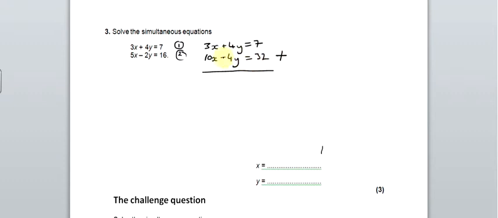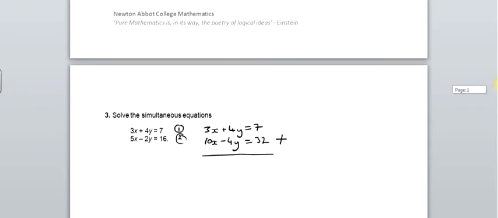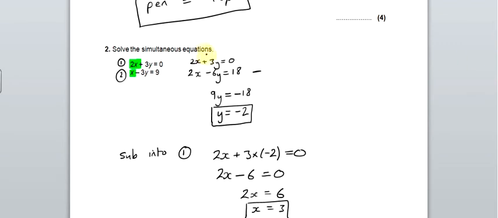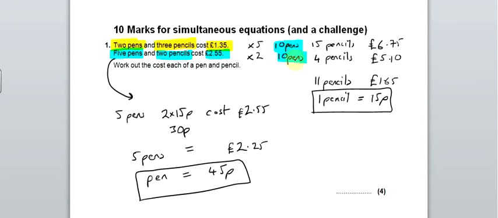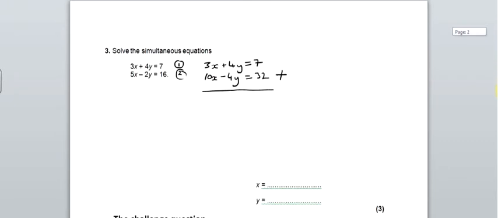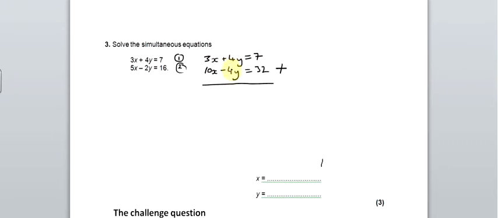Just to stay on that for a little bit longer, if we just look back at the last ones, by making the two x's the same, we could effectively ignore them really. And the same thing at the top, by making the pens the same, we could ignore them and look for the difference in the pencils. Now, down here, we've made them both 4, but they're not the same. So anyway, let's go and carry on with adding. So 3x add 10x is 13x, plus 4y plus minus 4y is no y's, and that's the point of this exercise. And then 7 plus 32 is 39.